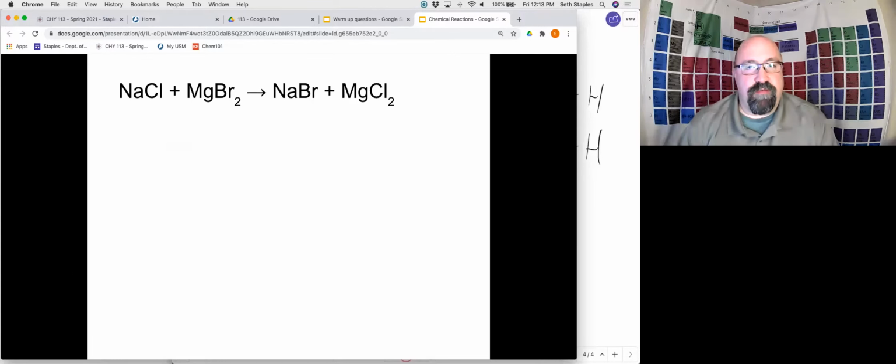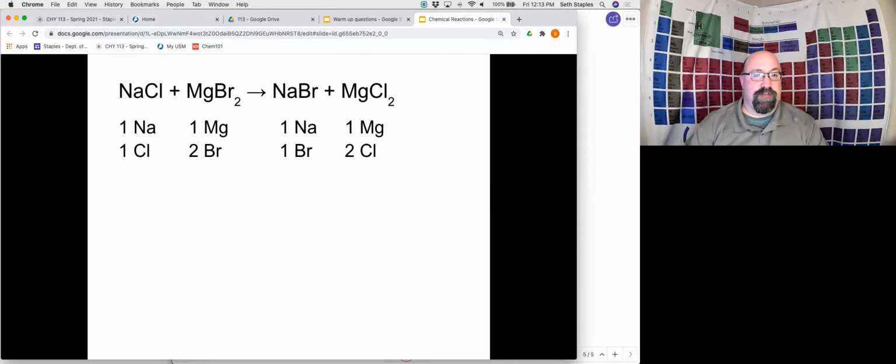So we're going to run through the same thing. This would be what we call a double displacement reaction. We have NaCl plus MgBr2 react to form NaBr plus MgCl2, or in words, sodium chloride plus magnesium bromide react to form sodium bromide plus magnesium chloride. And so we start by a simple counting.